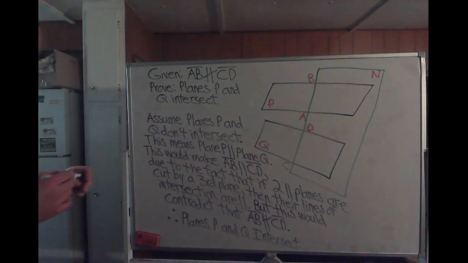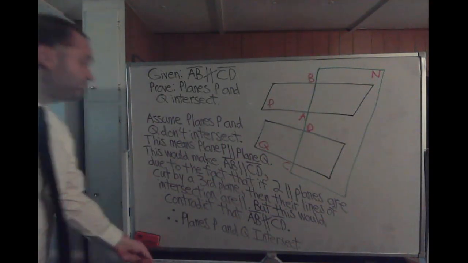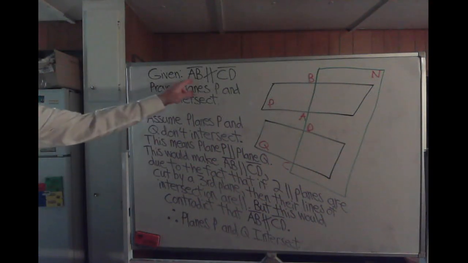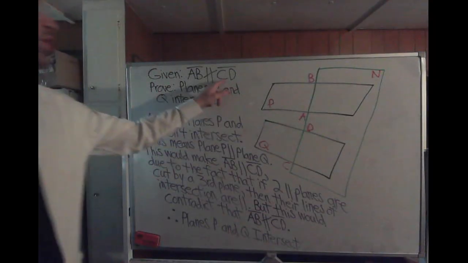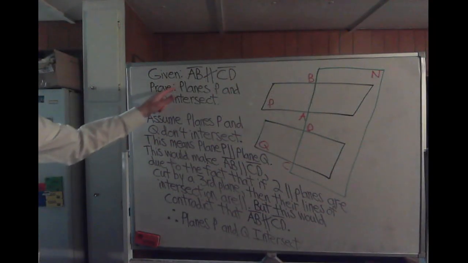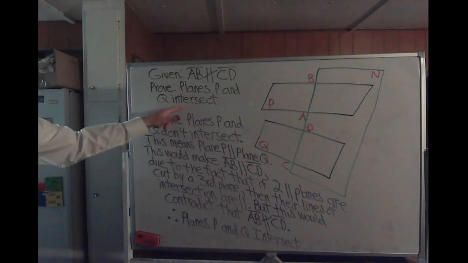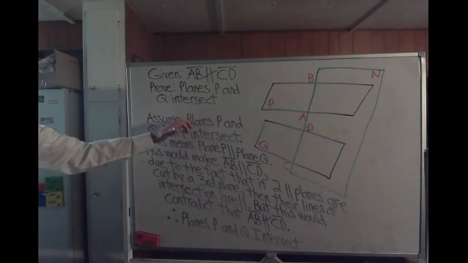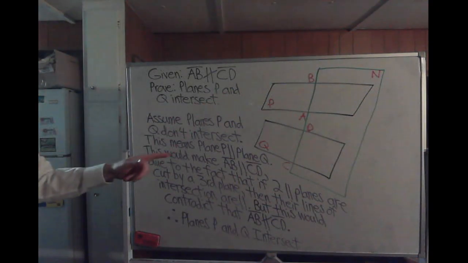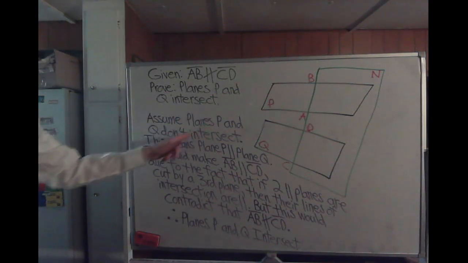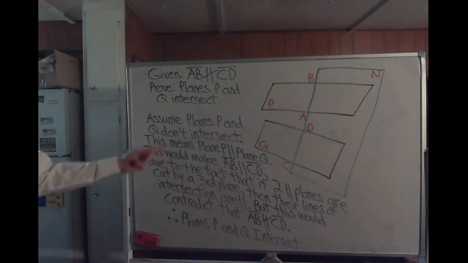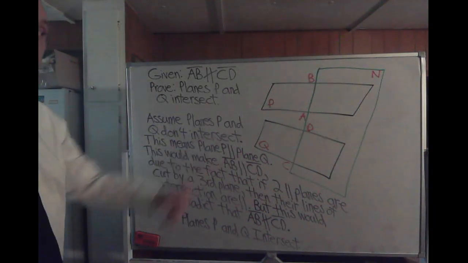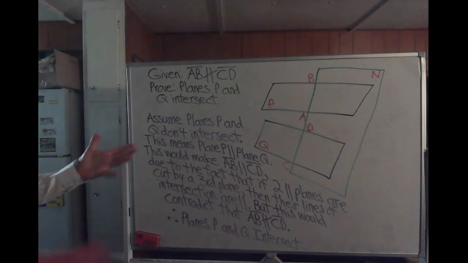So let's go through this indirect proof here. We're given that lines AB and CD are not parallel to each other. We have to prove that planes P and Q intersect. So let's start by assuming temporarily the opposite of this is true. Let's assume planes P and Q don't intersect. Well, that means that plane P is parallel to plane Q, right? If they don't intersect, the only other option is they're parallel.